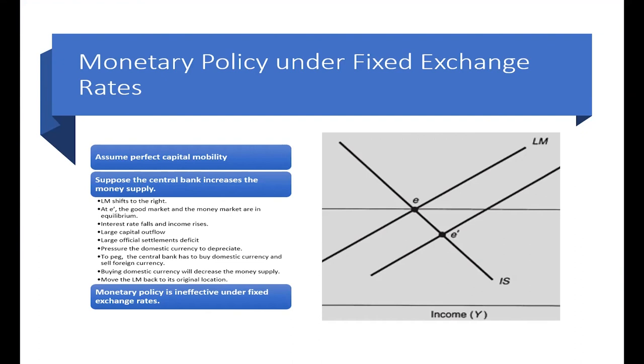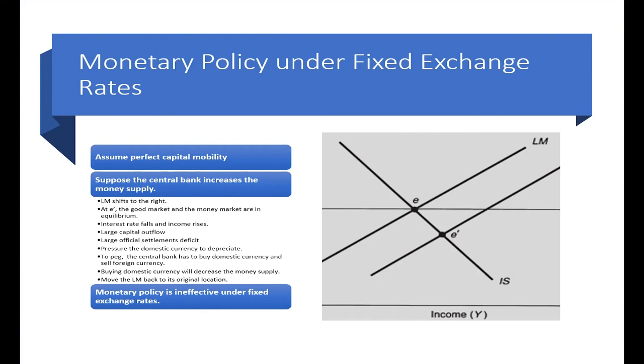The price of money goes down and it's lower than the equilibrium interest rate. So investors will take their money out. There will be a large outflow of capital. When that happens, outflow of capital means essentially that the demand for the local currency goes down. And so the local currency will feel pressure. There will be pressure on the currency to depreciate.